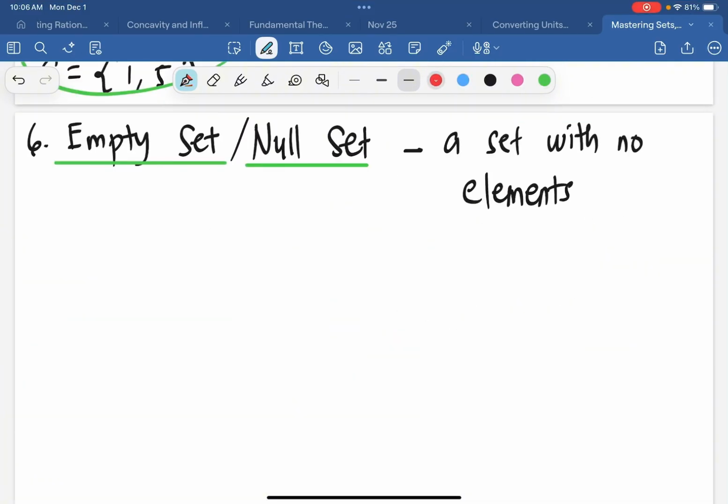We now have the empty set or null set, which means a set with no elements. So there are two ways to write the symbol for this. You either choose this one, like a 0 with a slash, or a symbol for a set with empty braces. But as you can see here, you can't see any element inside.